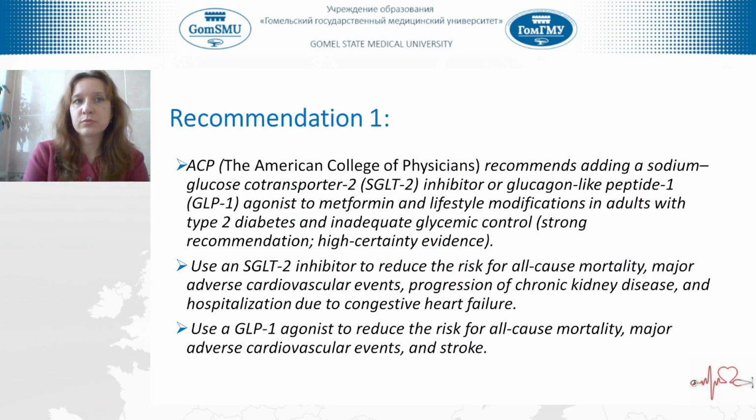Recommendation 1. The American College of Physicians recommends adding a sodium-glucose cotransporter 2 inhibitor or GLP-1 agonist to metformin and lifestyle modification in adults with type 2 diabetes and inadequate glycemic control. Use an SGLT2 inhibitor to reduce the risk for all-cause mortality, major cardiovascular events, progression of chronic kidney disease, and hospitalization due to congestive heart failure. Use a GLP-1 agonist to reduce the risk for all-cause mortality, major cardiovascular events, and stroke.